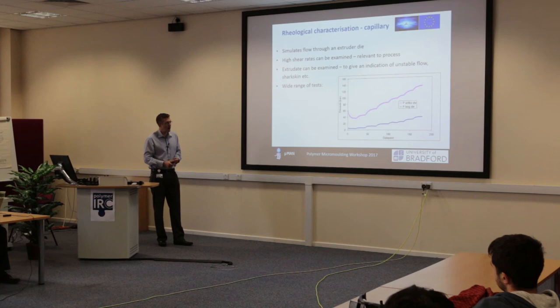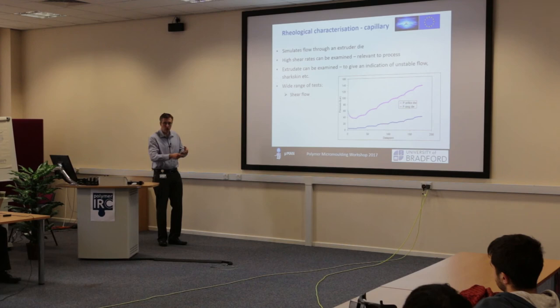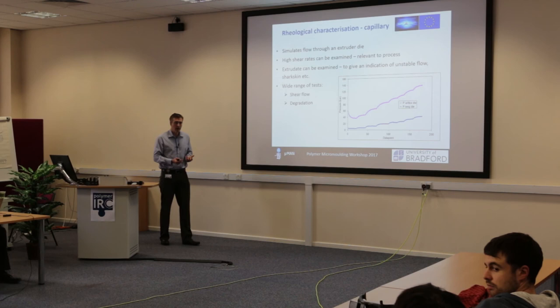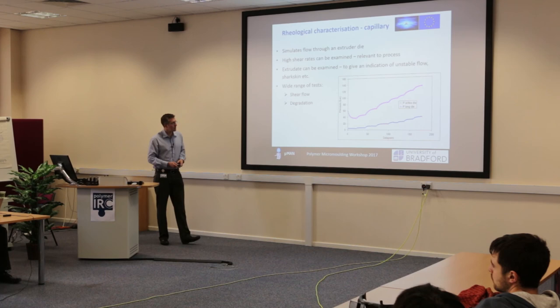So there's a wide range of tests we can use on capillary rheometry. One is the basic shear flow, which is basically this, that will give us a flow curve, and I'll show you some of the data from flow curves in a minute. We can also, in both types of rheometry, test for degradation. So we can run a test over a long period of time and see if the viscosity changes, if the material degrades at temperature, because many polymers don't actually like being at high temperature for a very long time and they will degrade. So we can test that.